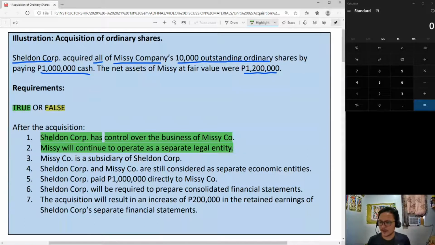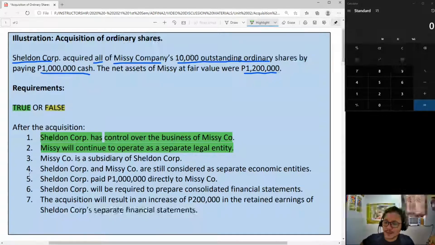Third question. Missy Company is a subsidiary of Sheldon Corporation. In acquisition of ordinary shares, this mode of business combination leads to what we call a parent and subsidiary relationship. A parent is a corporation or a company who has control over the business of another company. This time, Sheldon has control over Missy. Sheldon is known as the parent. And Missy now is a subsidiary under the control of Sheldon.